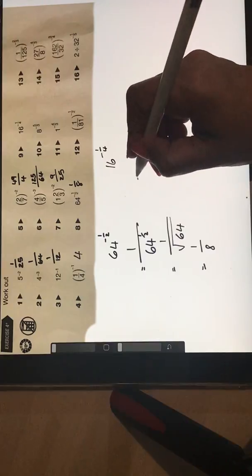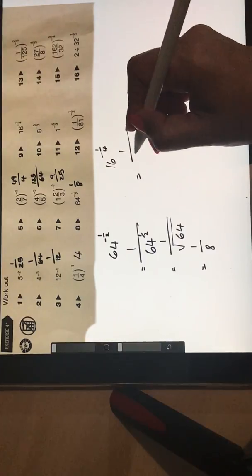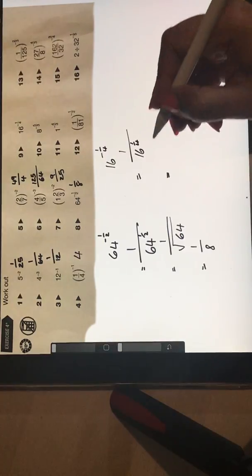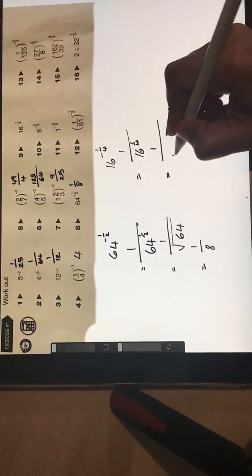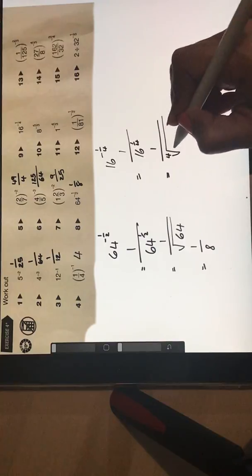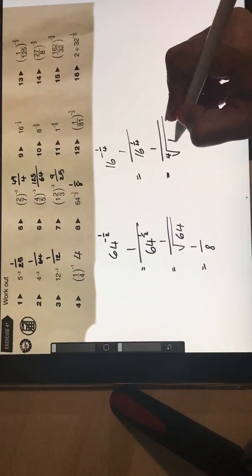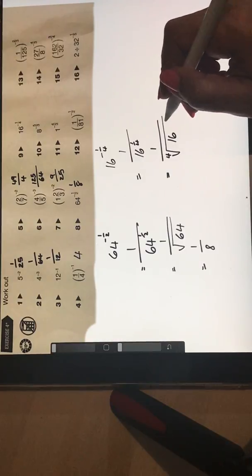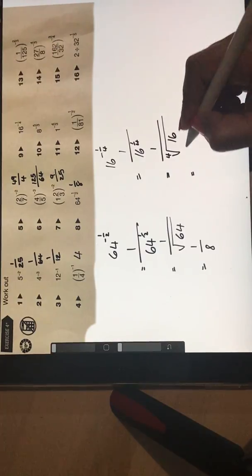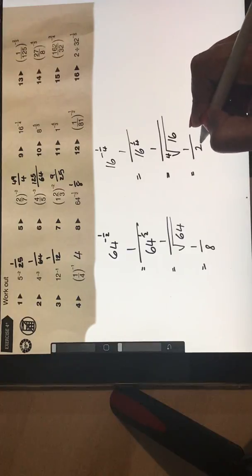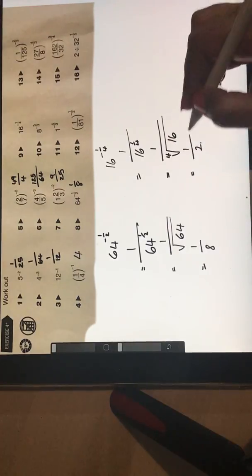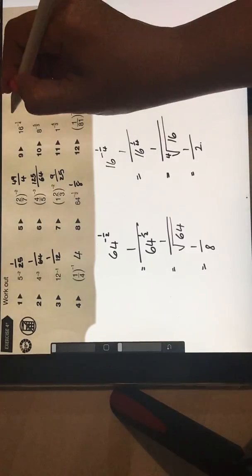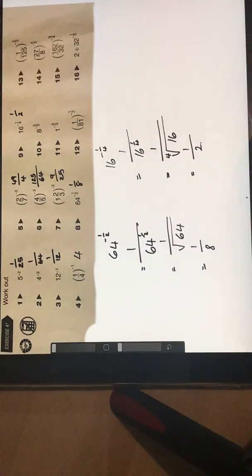Again, first change it into a positive indice. It's 1 over 4, and then you have 1 over the 4 goes here, so you have the 4th root of 16. And if you want to find the 4th root of something, you have to multiply the same number with itself 4 times. So 2 times 2 times 2 times 2 will give you 16. So the answer to that one is simply a half.